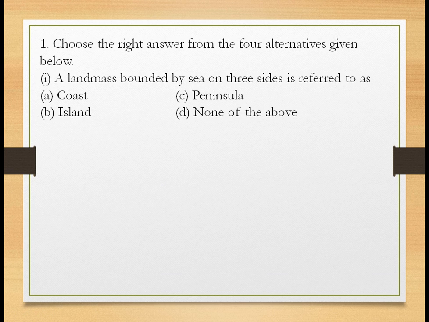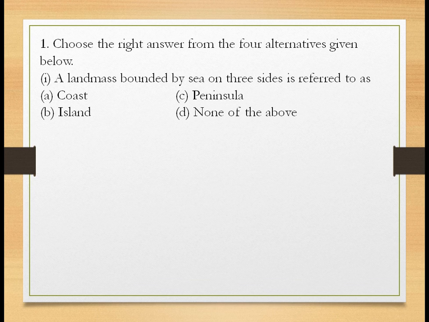First, choose the correct answer from the 4 alternatives. Every time in the examination, for a 1 mark question, we have 1 question and 4 alternative answers. How to solve that? That's a very big point. If you know the correct answer, you can directly go to it and write it. But if you do not know it, there is another way to get the correct answer.